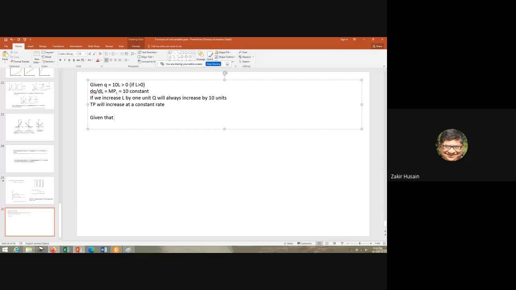Now, given that Q is equal to 8 by 3, what is MPL? 8/3 L to the power minus 2 by 3. 8 by 3 is something like 2.67. And this will be L to the power minus 2 by 3.